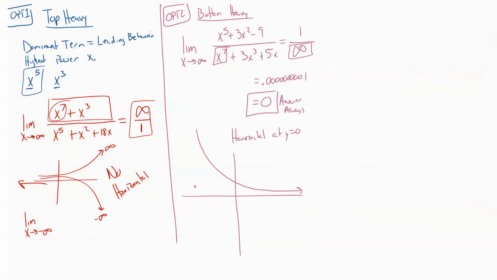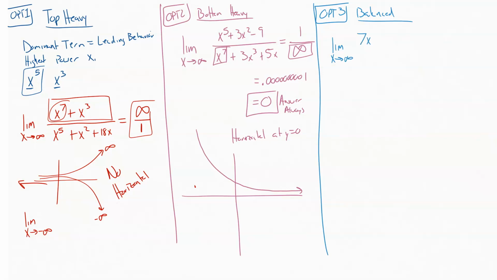Then our third option, our last option here, is just what I call balanced. Balanced means that the top and the bottom are growing at the same rate, that there's an equal dominant term, an equal leading behavior on top and bottom. So maybe we have something like 7x to the 13th plus 8x to the 5th over 5x to the 13th plus 9x to the 4th plus 27x. Here our dominant terms are these x to the 13ths.